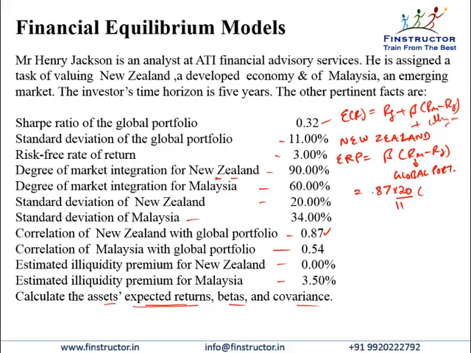The equity risk premium is not explicitly given. However, we are given the Sharpe ratio of the global portfolio. Sharpe ratio is defined as (RM minus RF) upon sigma M, which is equal to 0.32. So RM minus RF can be estimated as 0.32 into the standard deviation of the market, that is 11%. So RM minus RF will be 0.32 into 11%, hence the 11 will get cancelled, and the equity risk premium assuming full integration for New Zealand would be equal to 5.57%.